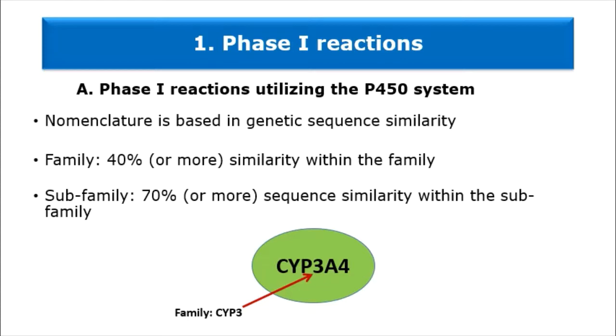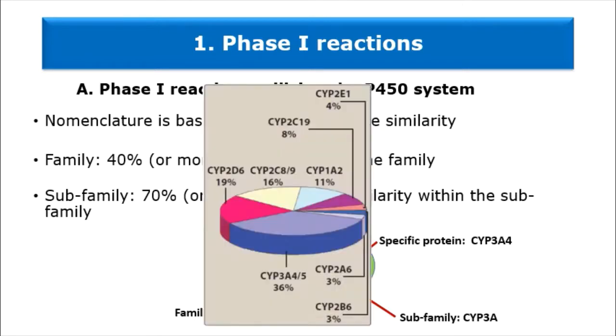Anyway, for the nomenclature of this superfamily, after the simple CYP, 3 represents the family, A represents the subfamily, and 4 represents the specific protein of this family. The distribution, as we said before, cytochrome P3A4 represents the largest member of this mixed function oxidases superfamily. Therefore, it is responsible for the metabolism of most of the drugs in the body.